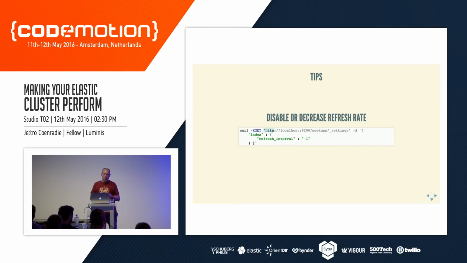But if you know that you're not going to search during indexing, because you really want the most optimal performance, then you could switch it off completely. That's what I'm doing here. I set it to -1, and now there's no refresh going to take place. So it's only going to be flushed the moment the translog is full. That's also a mechanism: if the translog is full at a certain size, then it would flush it as well.